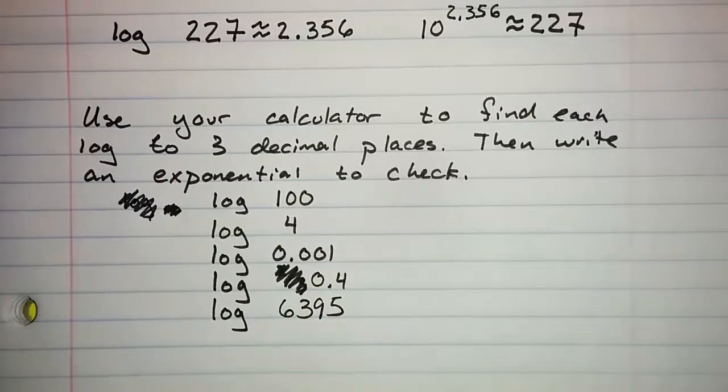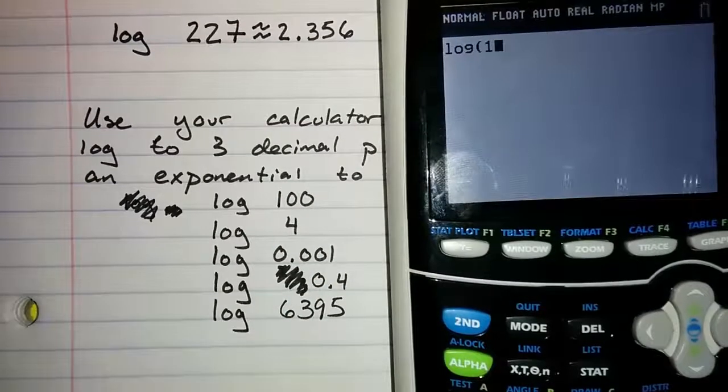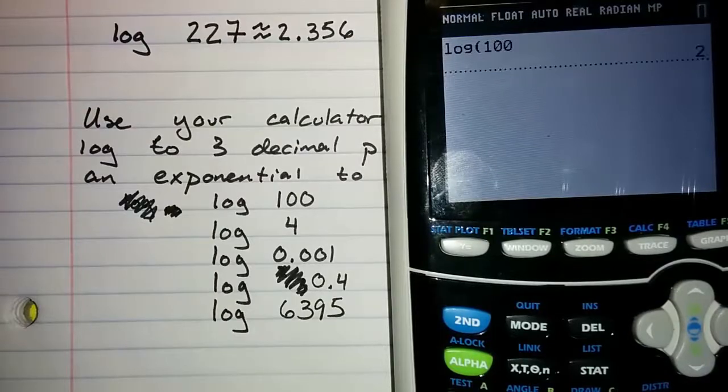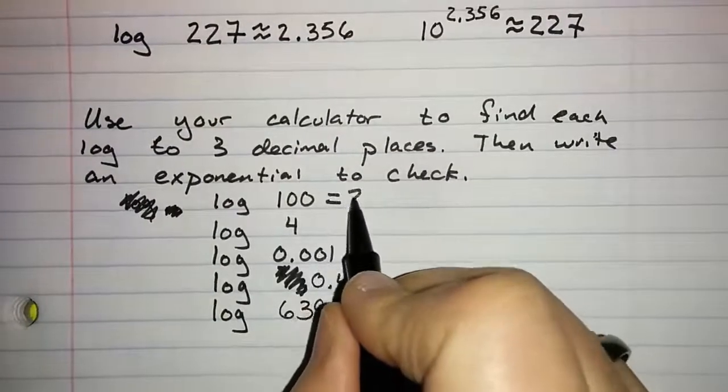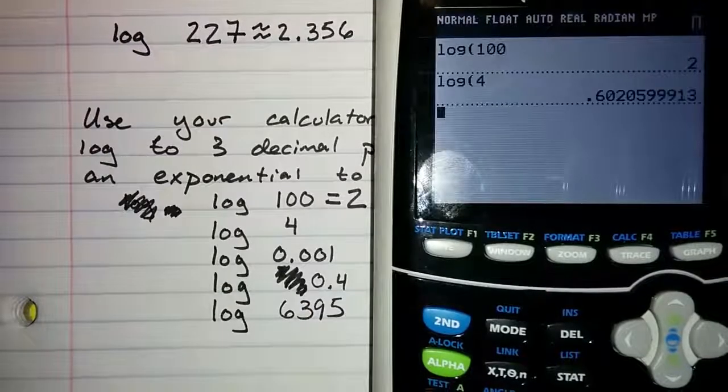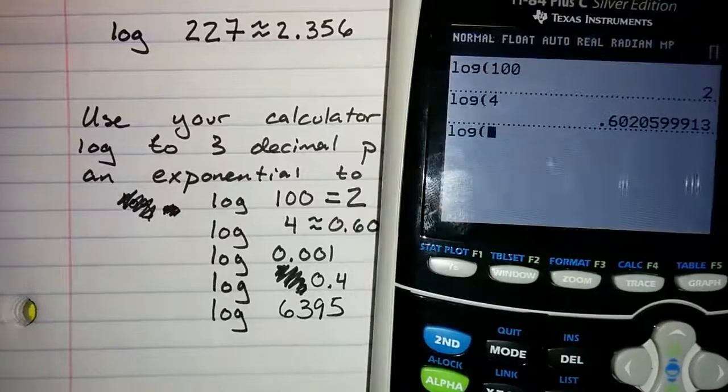Alright, so we're going to compute these. Log of 100, we just get 2. I don't think that surprises us. Log of 4, that's some horrible decimal. We'll say that's about 0.602.